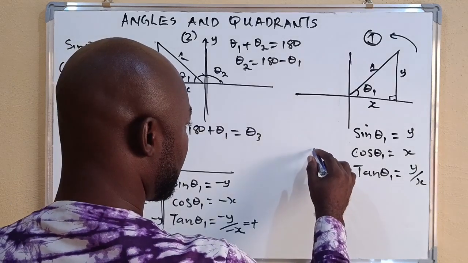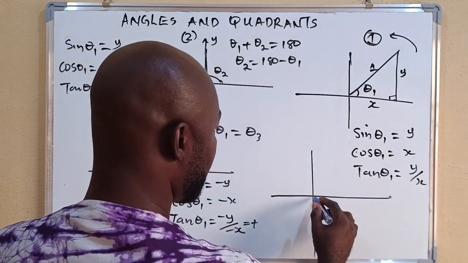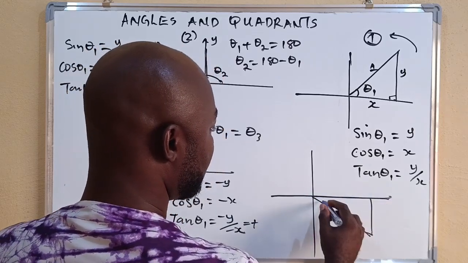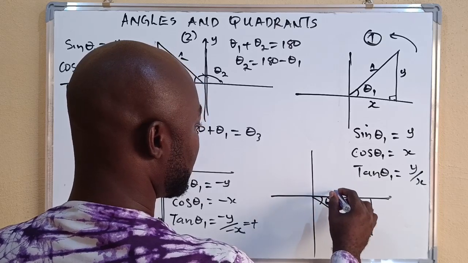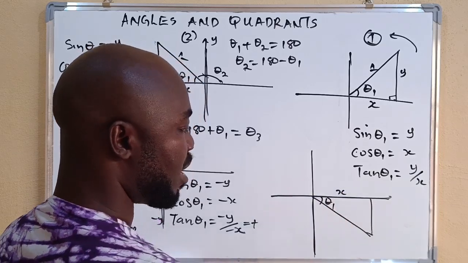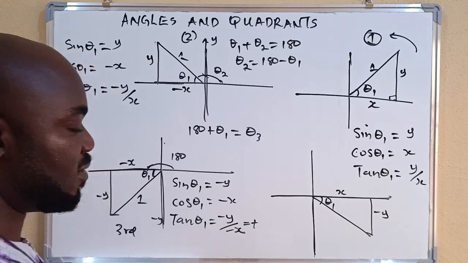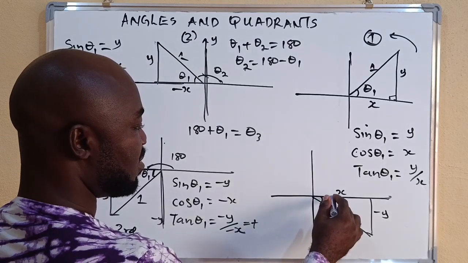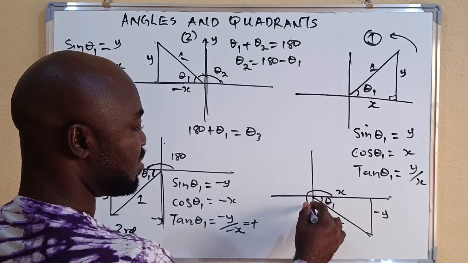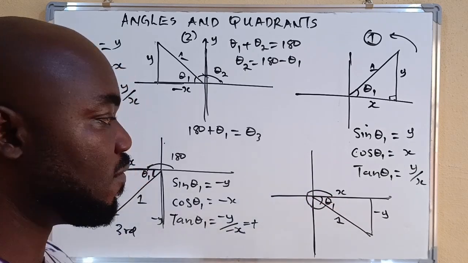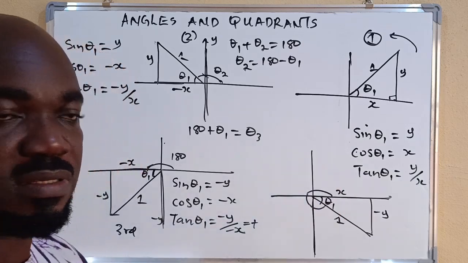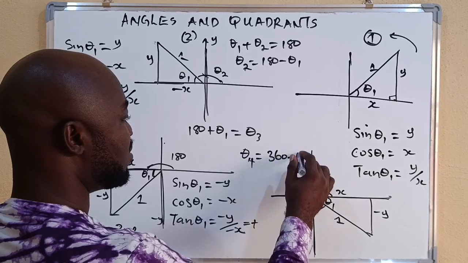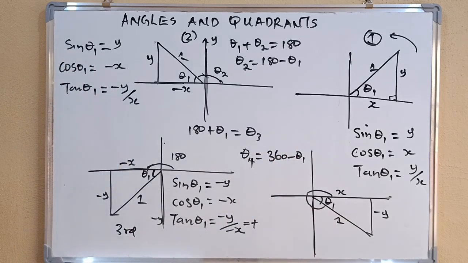For the fourth quadrant, x is now along this side. This is our theta 1. So x is positive, y is parallel to this, so y remains negative, and this is our 1. The whole of this is 180, entering the third quadrant. So this is our theta 4, and we are trying to complete to become 360. So theta 4 will be 360 minus theta 1.